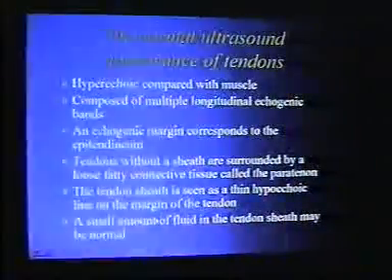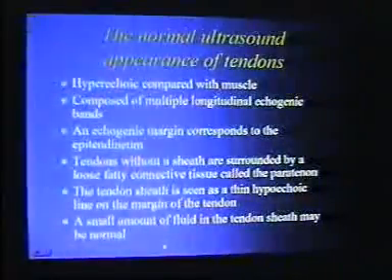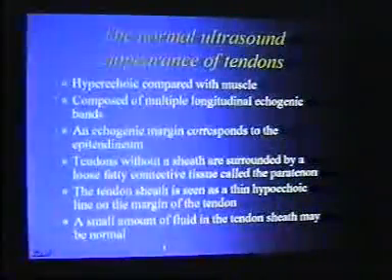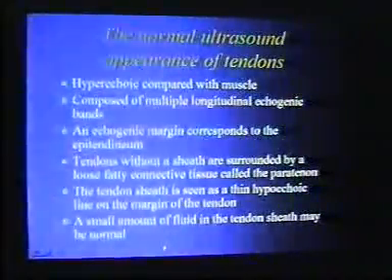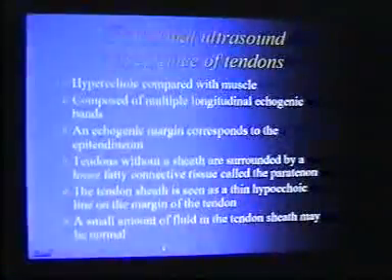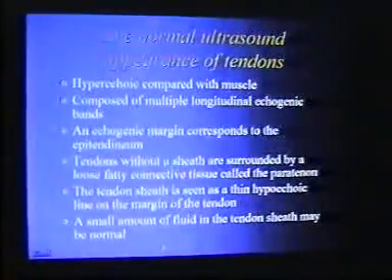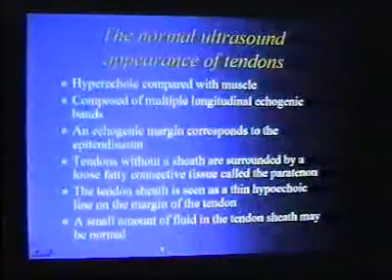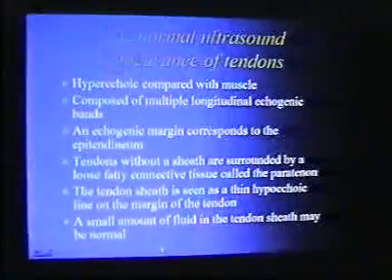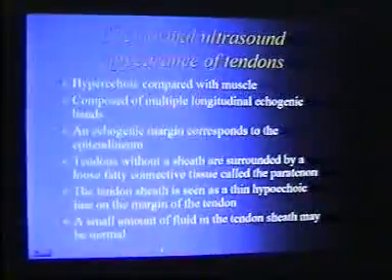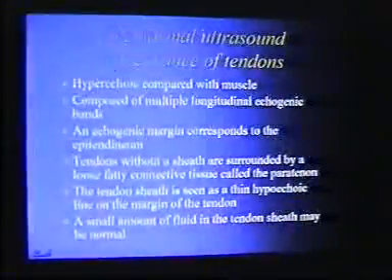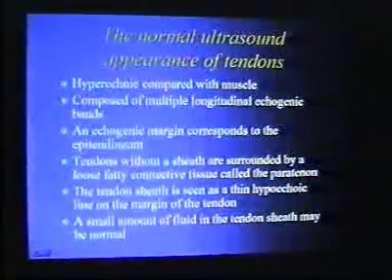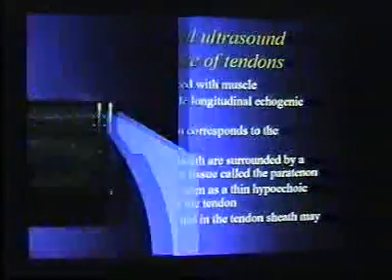The normal ultrasound appearance of tendons is hyperechoic compared with muscles, composed of multiple longitudinal echogenic bands, and echogenic margin corresponds to the epitenon. Tendons without a sheath are surrounded by a loose fatty connective tissue called the paratenon. The tendon sheath is seen as a thin hypoechoic line on the margin of the tendon. A small amount of fluid in the tendon sheath may be normal.